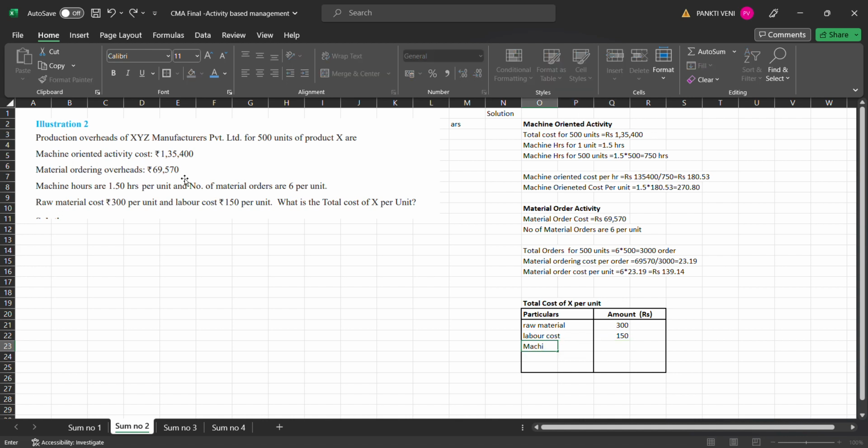Then you have machine oriented cost, that is 270.80 in terms of per unit you are taking. Then you have material order cost. So material order cost is 139.14. If you sum this up, you will get your answer. This is your total cost. Okay. I hope you are comfortable with sum number 1 and 2.